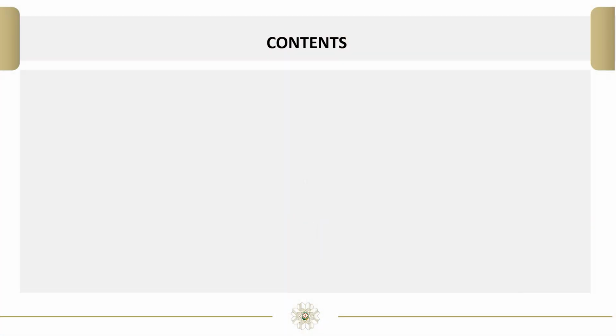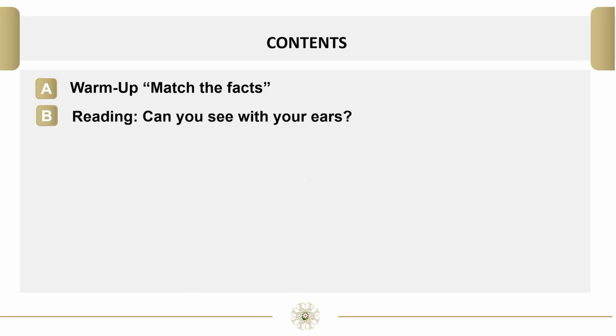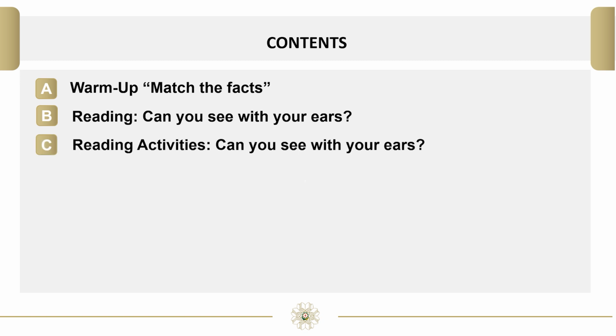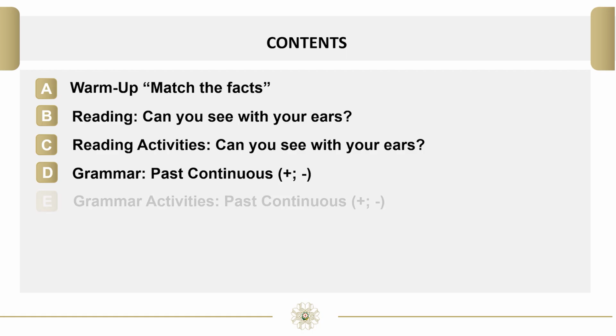Today our topic is, can you see with your ears? The contents of today's lesson are reading and reading activities on can you see with your ears? Once we're finished with this part, we're going to have a grammar topic on past continuous and its usage in affirmative and negative sentences. At the end of the lesson, you're going to have several grammar activities on the following topic.